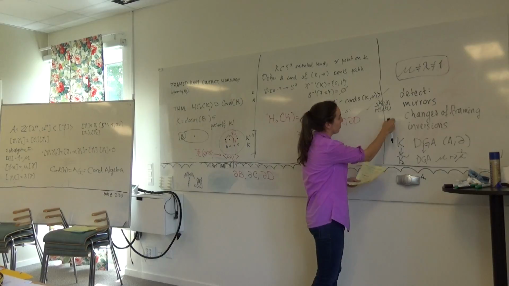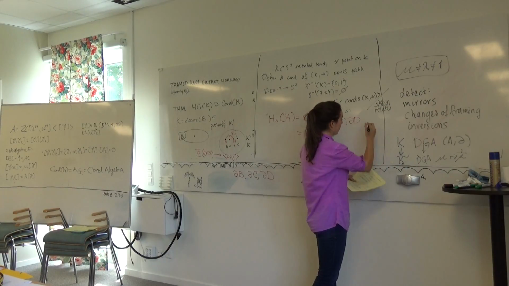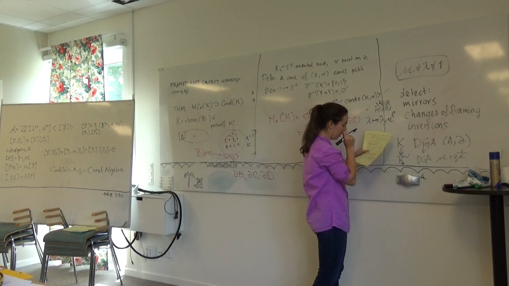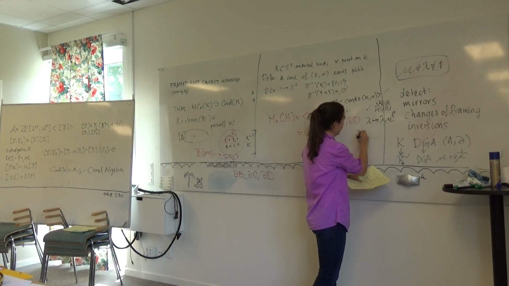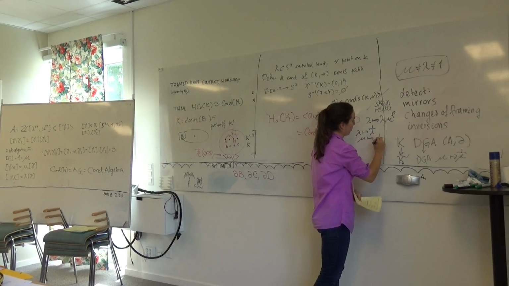So for changes of framing instead, you would map the DGA from lambda to lambda mu f. And for inversions, you take lambda to 1 over lambda and mu to 1 over mu.